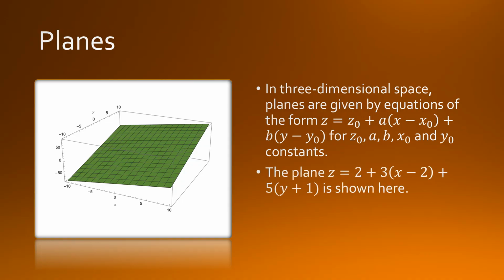This is the plane z equals 2 plus 3 times x minus 2 plus 5 times y plus 1. So no need to worry about how I came up with this graph from that. For now, we're just looking at some examples of functions of multiple variables.